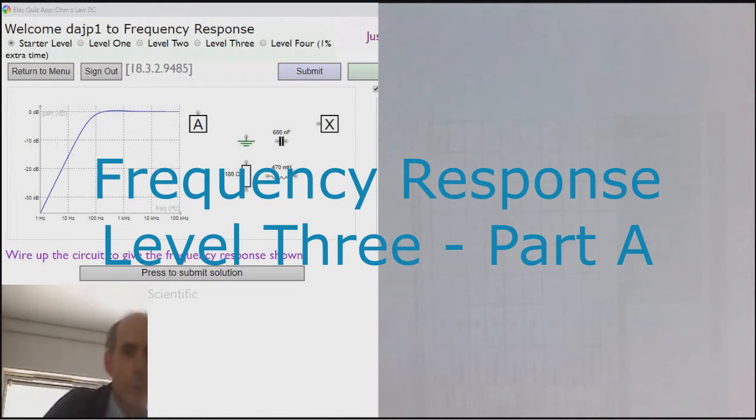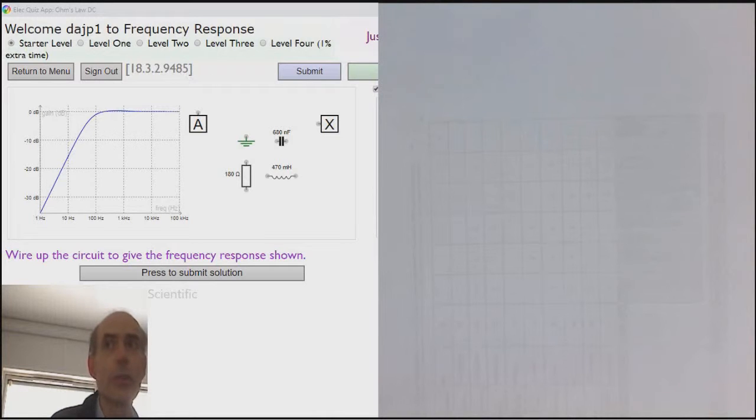Hello. In response to some queries, I thought I'd run through a couple of the more advanced frequency response questions. This is a level 3 frequency response question in which you're asked to wire up the circuit here in order to give this frequency response. As you can see, it starts with some number of zeros at 0 Hertz because it's going up even from very low frequency, and it carries on roughly horizontally at high frequencies.